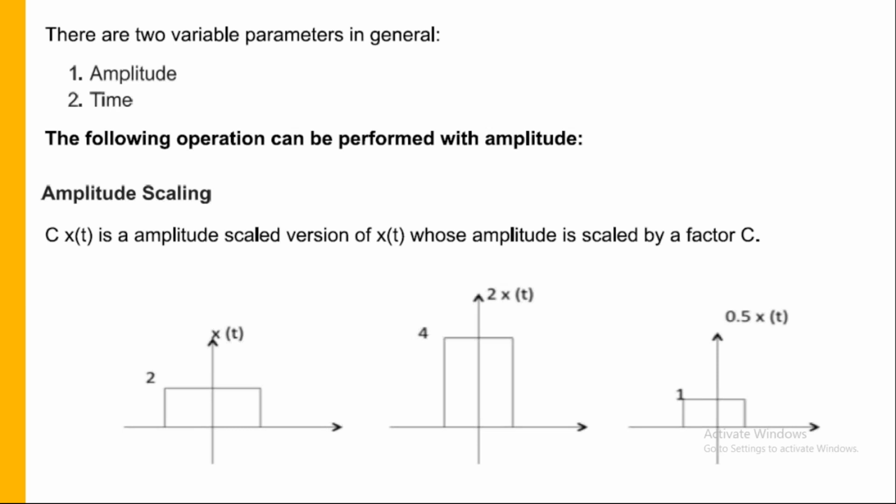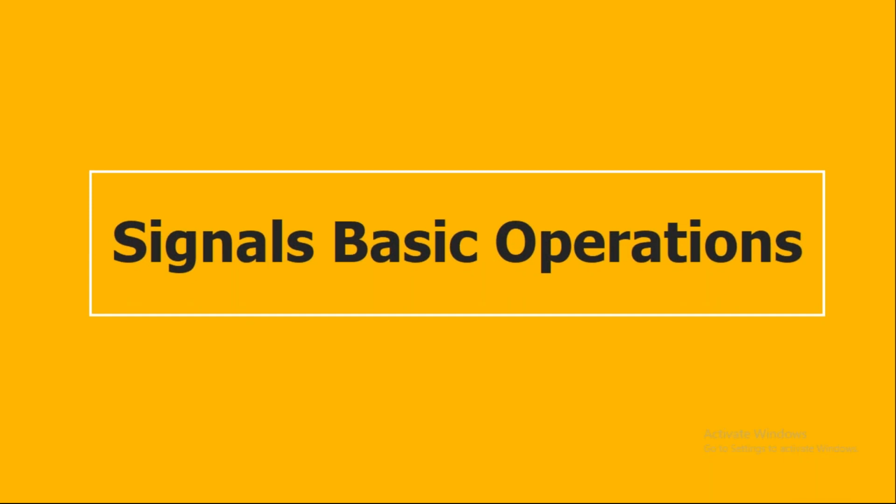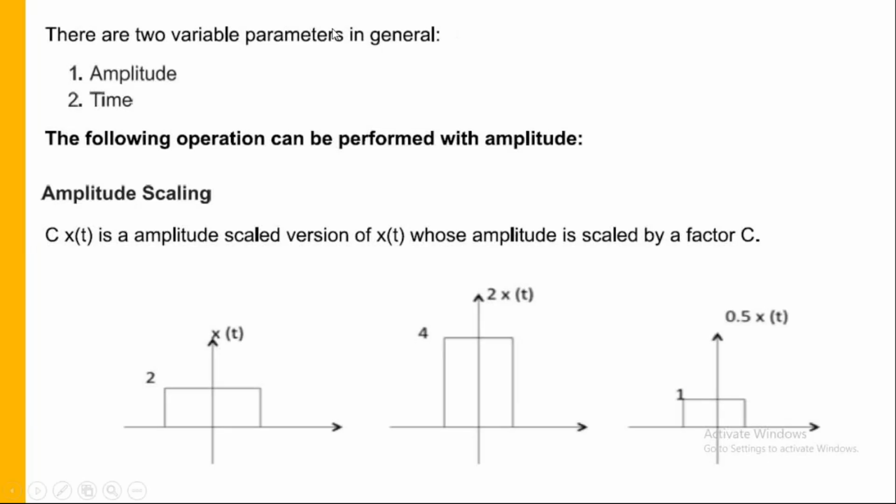Now, as we are discussing signal basic operations, I can apply signal operations on the amplitude part. I can also apply signal operations on the time part. If you apply operations on the amplitude part, we call that amplitude scaling. Now try to understand: when you are applying operations on amplitude, we call it amplitude scaling. So what is this amplitude scaling?